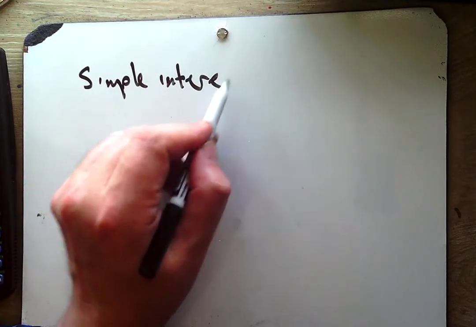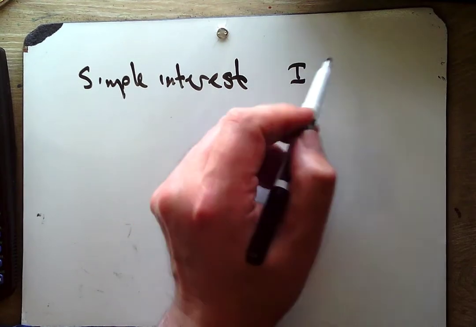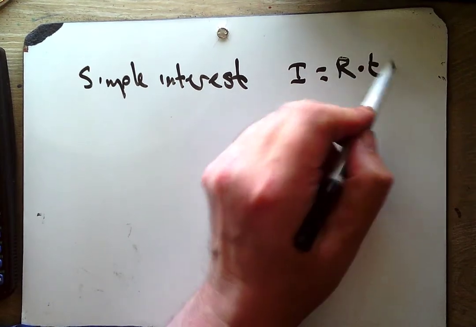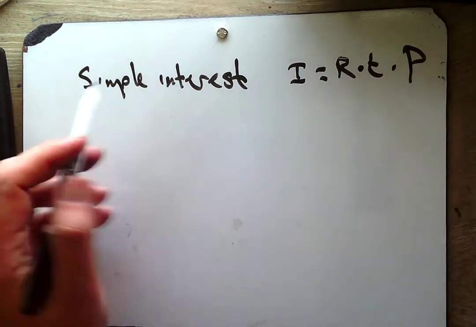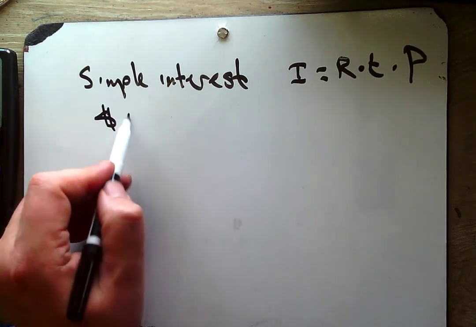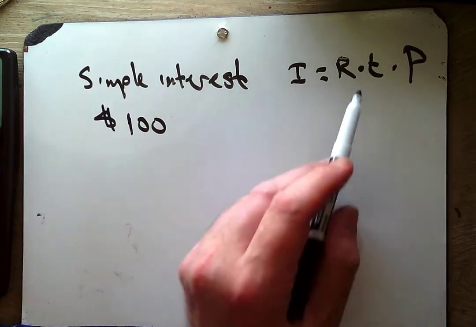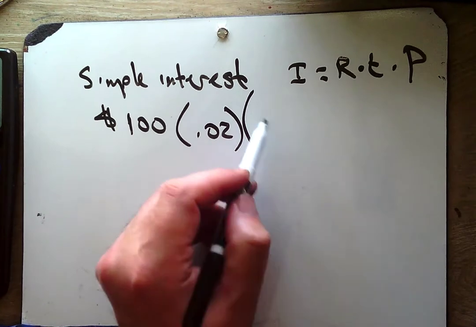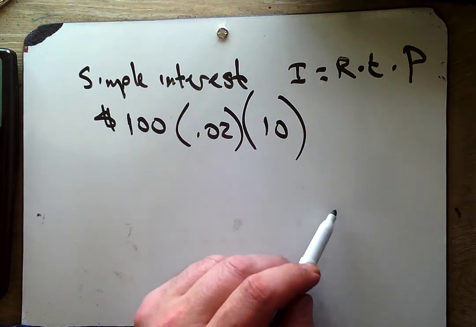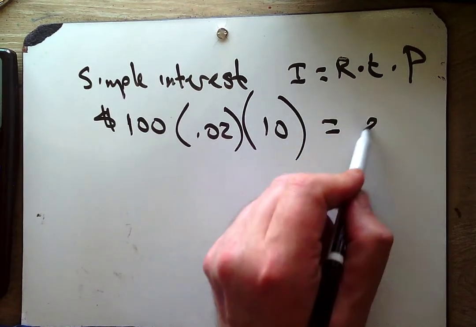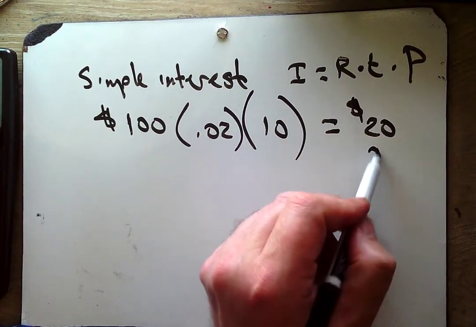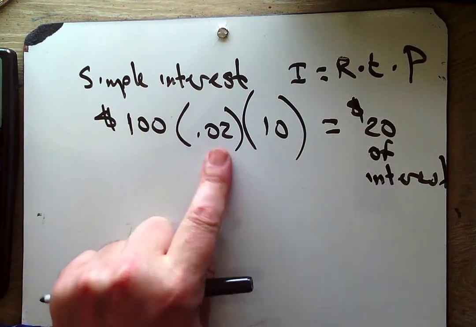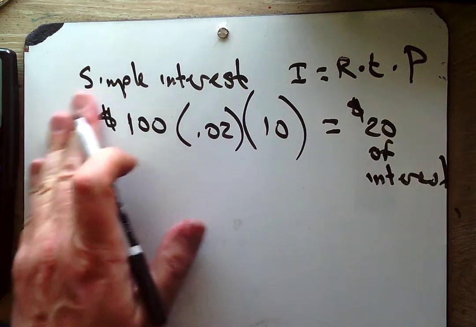Simple interest. You actually learned about simple interest in middle school, where interest was equal to rate times time times principal. And what that means is, if you've got $100 and you put it in the bank and the bank gives you 2% interest and you leave it there for 10 years, then you're going to have $20 worth of interest. It's just a matter of multiplying principal times the rate times the time. Fabulous. This is simple interest.